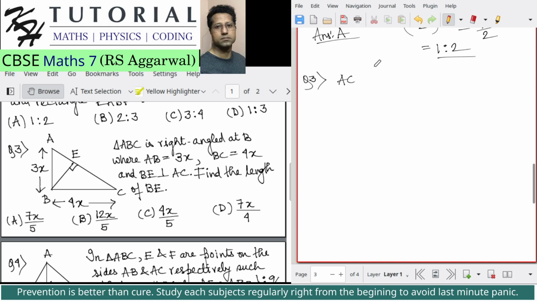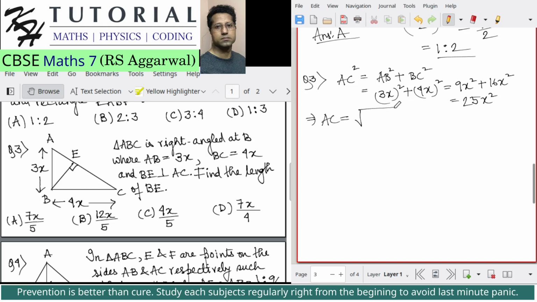Applying the Pythagoras theorem, we will have AC square is equal to AB square plus BC square. This is equal to 3x square plus 4x square. This is equal to 9x square plus 16x square, which is equal to 25x square. So this implies AC is equal to the square root of 25x square, which is equal to 5x.